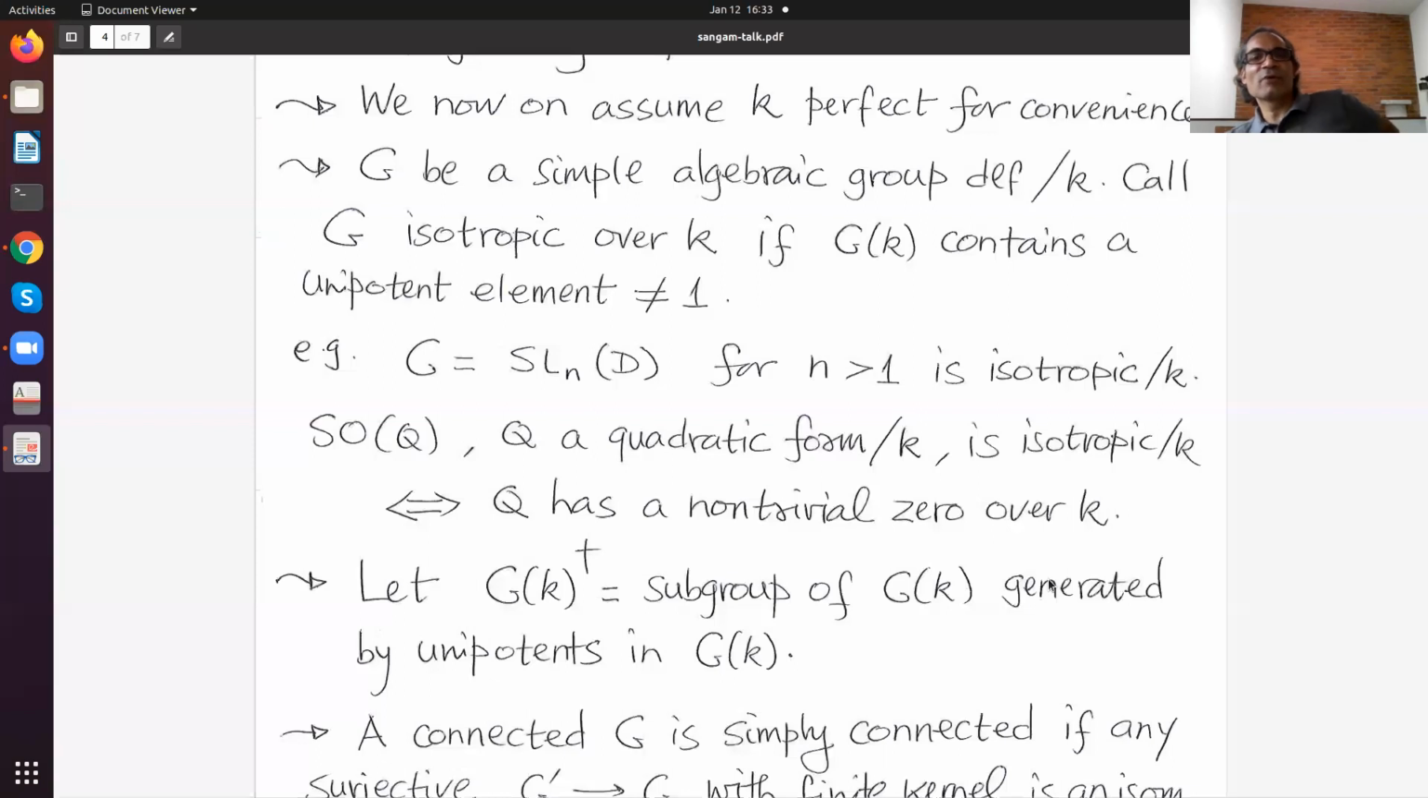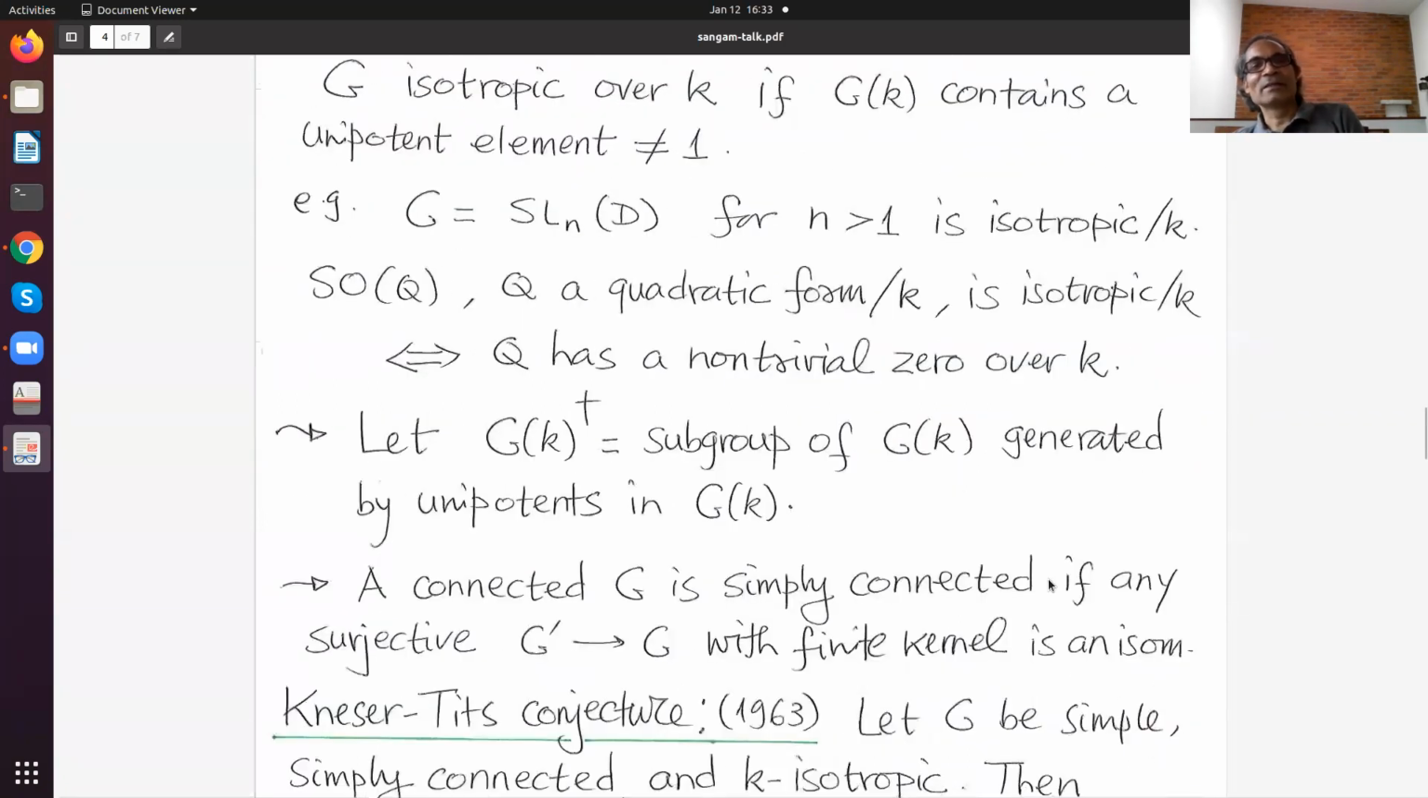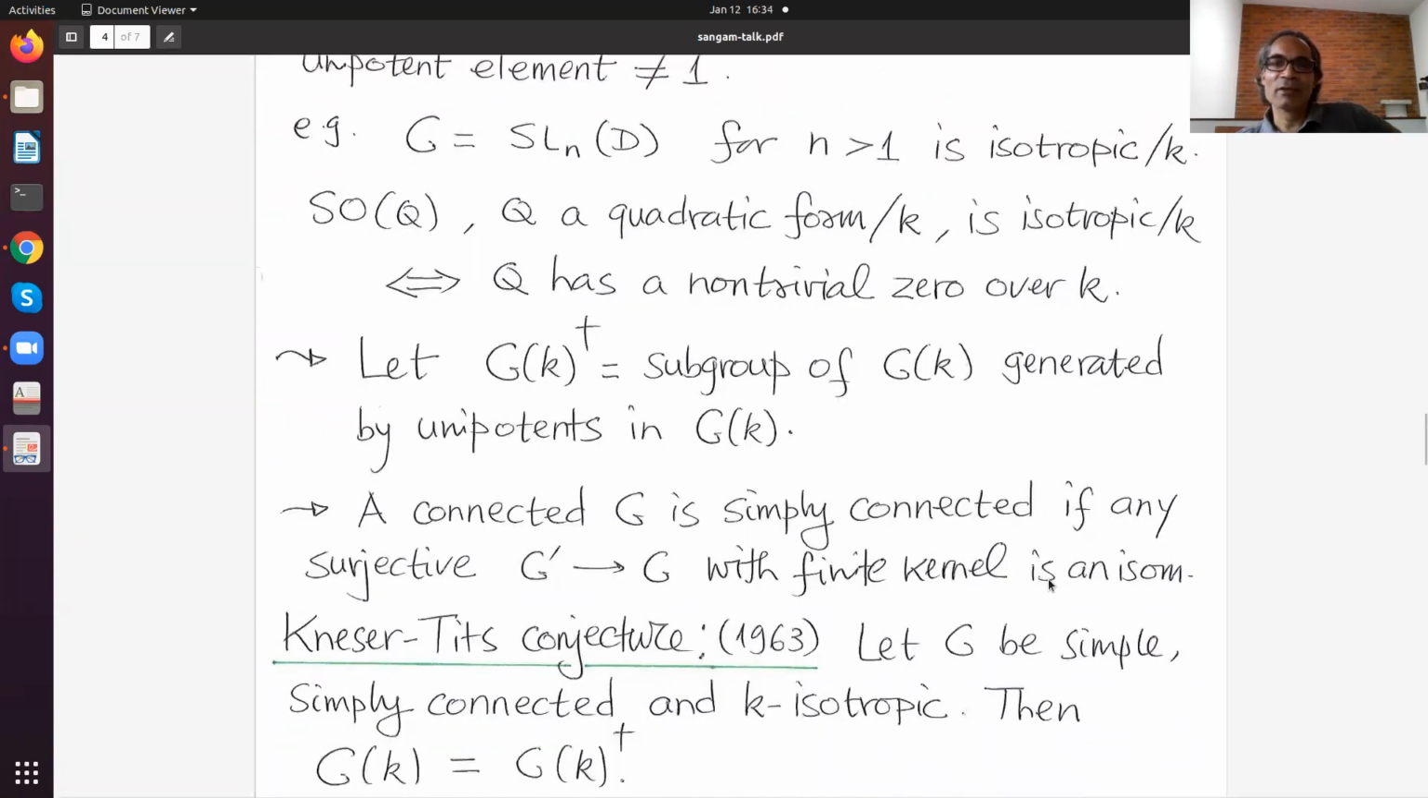And if you fix a non-degenerate quadratic form over K and look at the special orthogonal group, for example, or even the orthogonal group, then it is isotropic over K is equivalent to saying it has a non-trivial zero defined over K. This is a simple exercise, a beautiful exercise you should try if you are interested. And also, if you assume Q has a non-trivial zero, then you can write down by hand the unipotent elements in this group using one vector which is isotropic, which means a zero of Q.